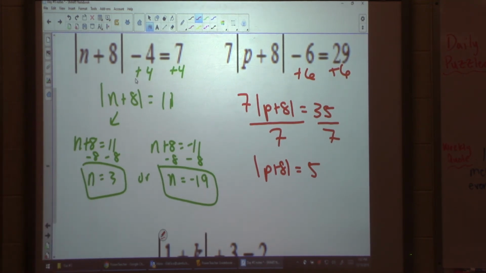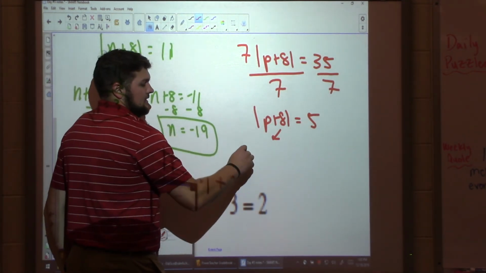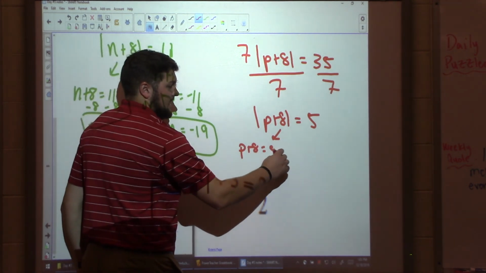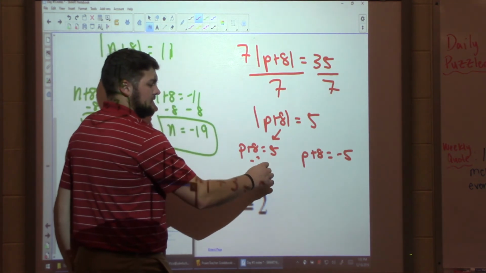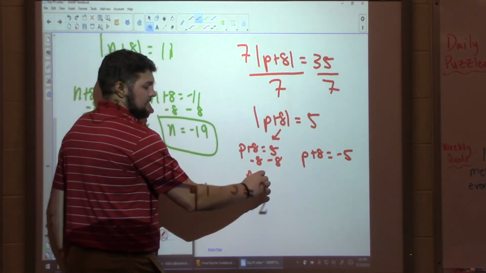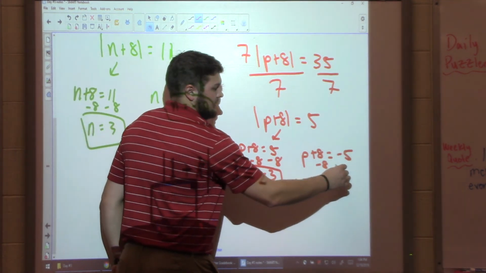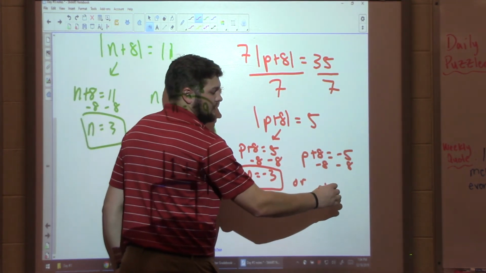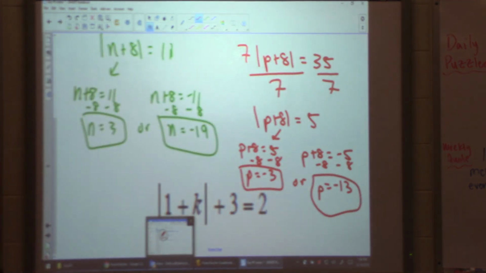Okay. Absolute value of p plus 8 equals 5. Is the absolute value by itself now? Yes. So, split it up. Solve each piece. P plus 8 equals 5. P plus 8 equals -5. Subtract 8, I get p is -3. Or, subtract 8 from both sides, I get p is -13.